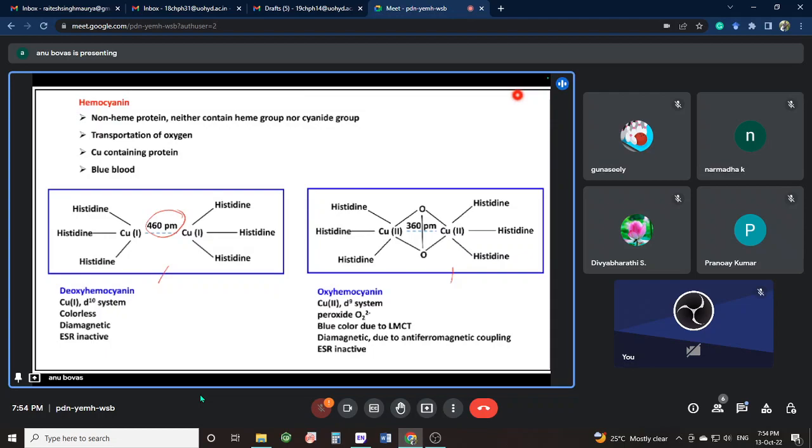In copper 1, it is a D10 system. There is no unpaired electron. So hence it is diamagnetic and ESR inactive. Whereas in copper 2, even though it is a D9 system, same as oxyhemoglobin, there was anti-ferromagnetic coupling.